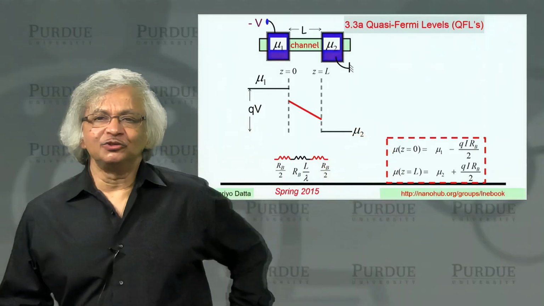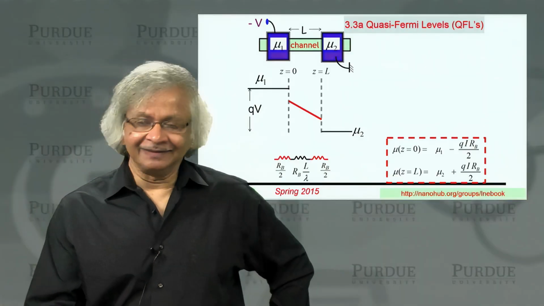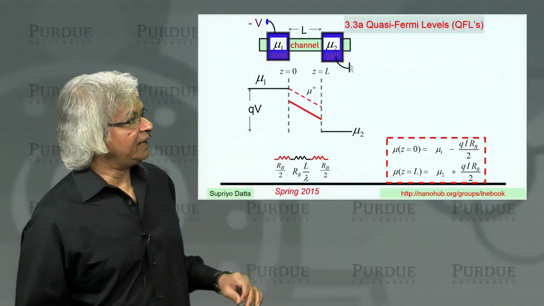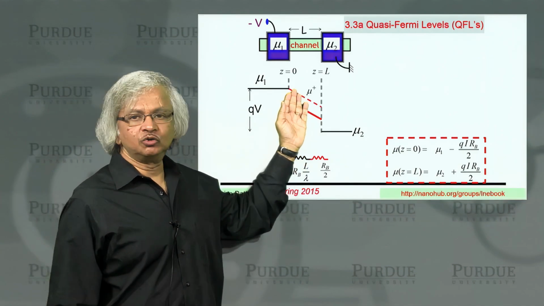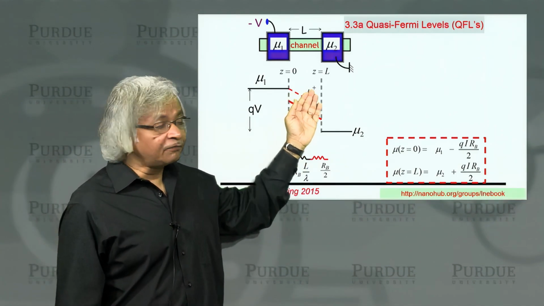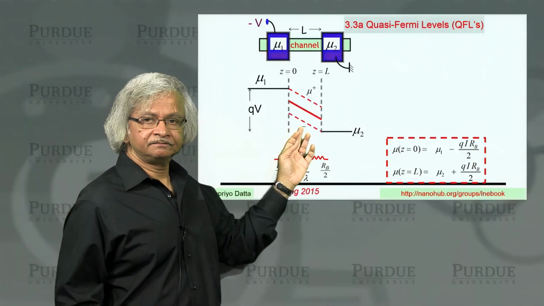Now, what we want to do next is try to show where this boundary condition comes from, except that we need to do that in 2 steps. And we'll take the first step in this lecture. That is, in this lecture, we'll introduce this concept of quasi-Fermi levels, the idea that there are 2 quasi-Fermi levels, one for right-moving carriers and one for left-moving carriers.